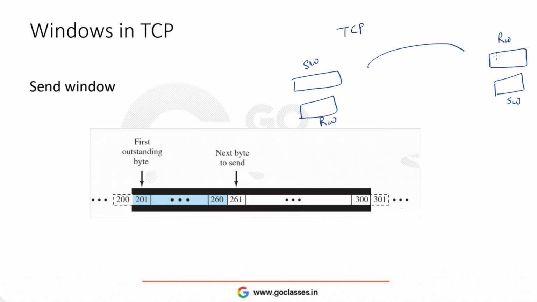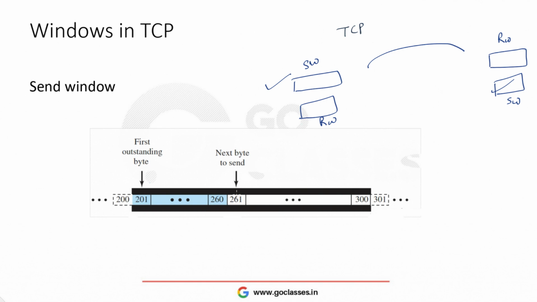Now let me talk about the sending window. Either side does not matter, both are sending windows. So let me just talk about the sending window. In the sending window, this is just the same as the selective repeat protocol, which means there will be some outstanding bytes, like for this byte I have not received the acknowledgement, and we have sent these many bytes, I have not received the acknowledgement till this byte, and the next byte that I am expecting to send is 261.